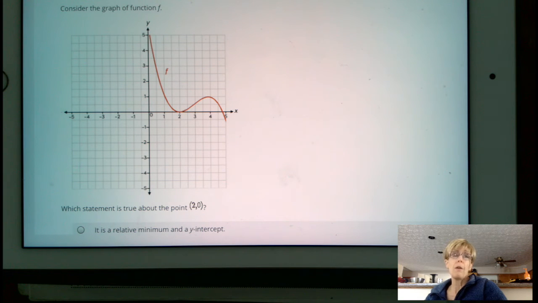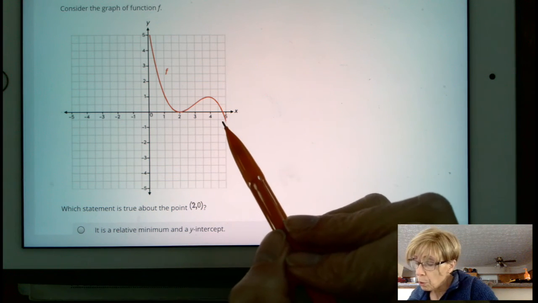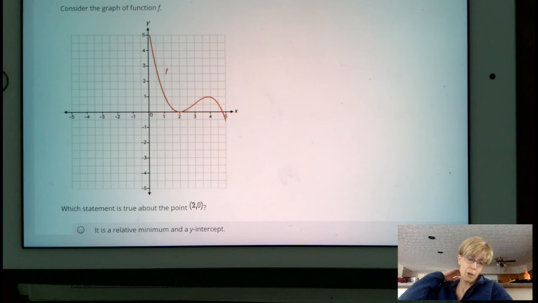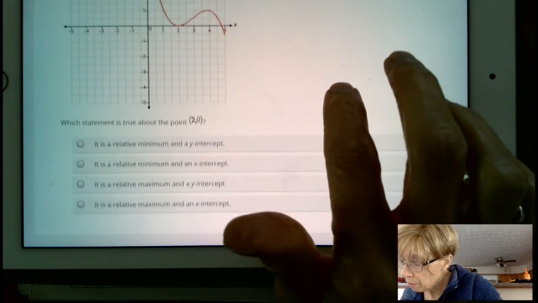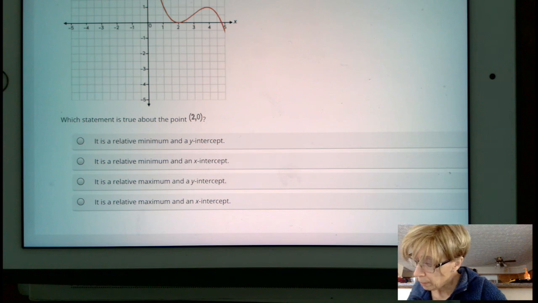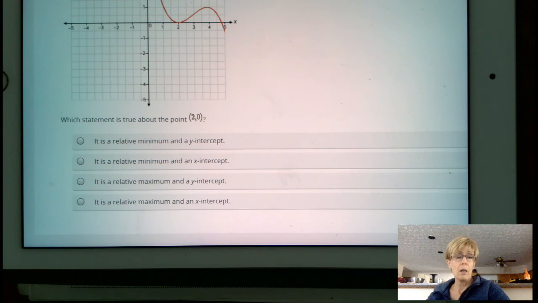So as we look at this, we know it's going to be a relative minimum, so we can eliminate the last two choices because they say relative maximum, but it's a relative minimum. We're on the x-axis, so it is this answer right there.